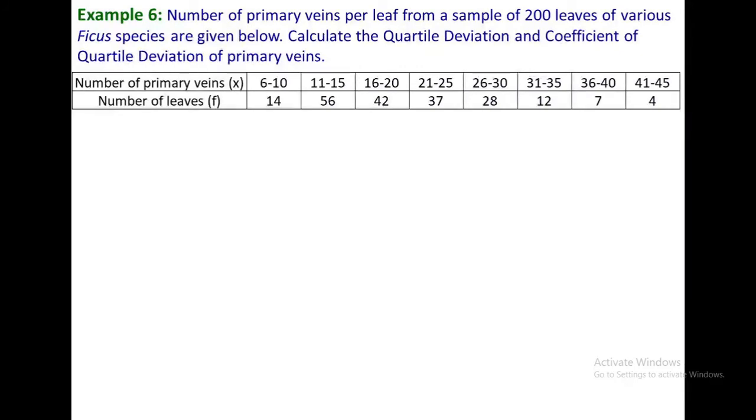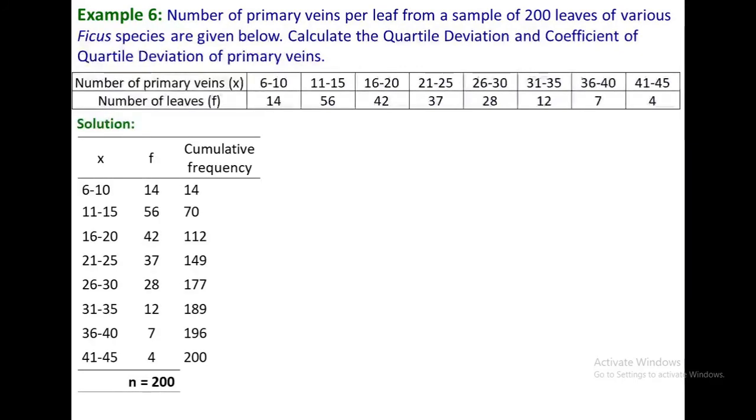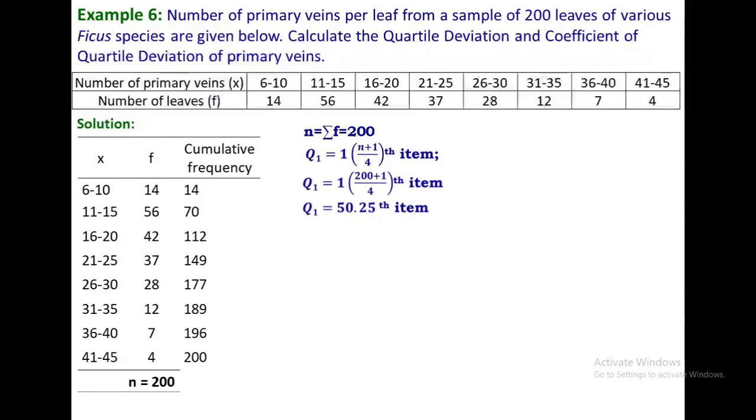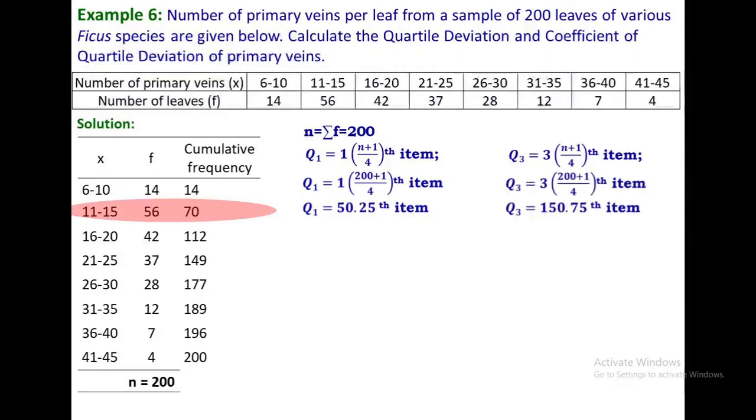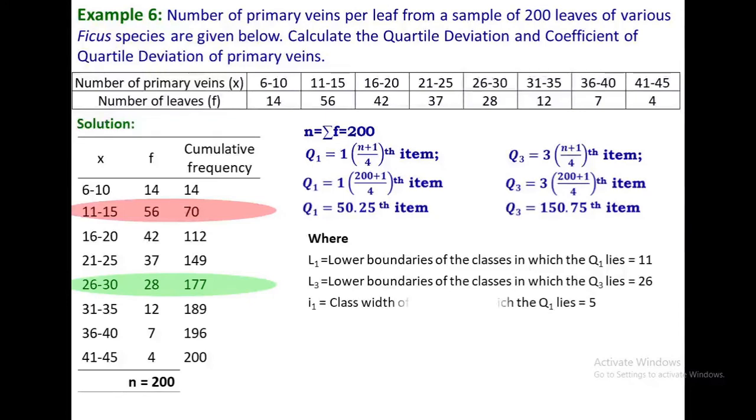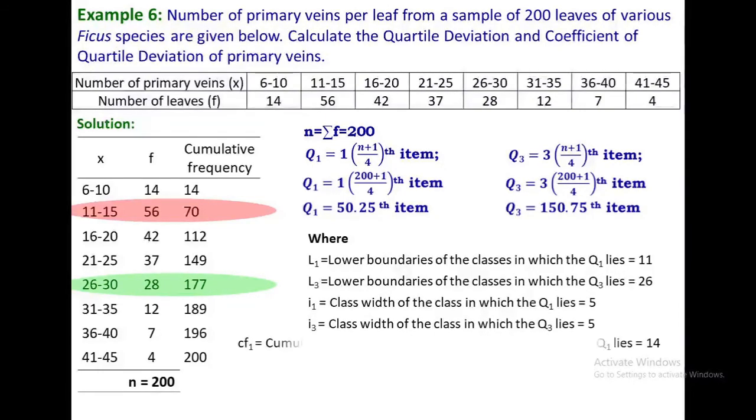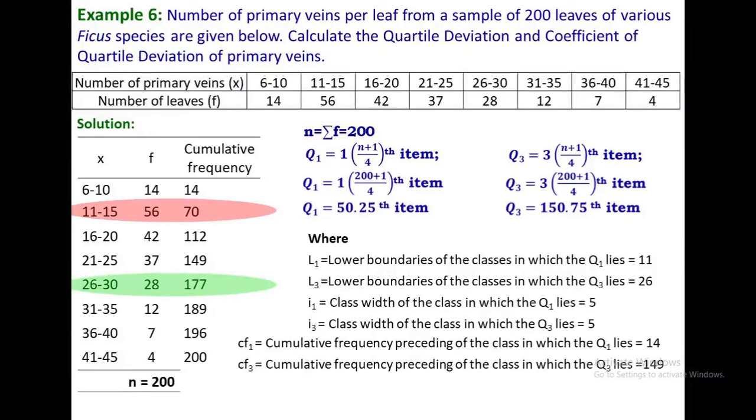Like the previous example, first of all we have to make a cumulative frequency table, and the sample size or summation f is 200 over here. Therefore, quartile 1 will be 50.25th item, which will lie in the cumulative frequency 70 or the class interval of 11 to 15. Quartile 3 will be equivalent to 150.75th item, which will lie in 177 cumulative frequency or 26 to 30 class interval. Now we can find out L1 is 11, L3 26, I1 5, I3 also 5, CF1 14, CF3 149, FQ1 56 and FQ3 is 28.